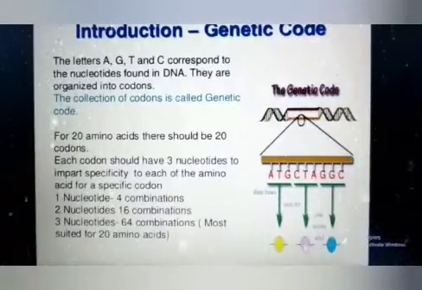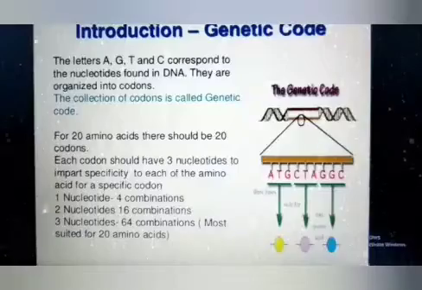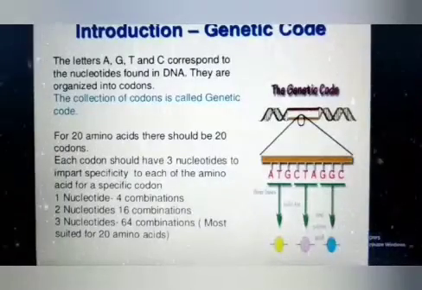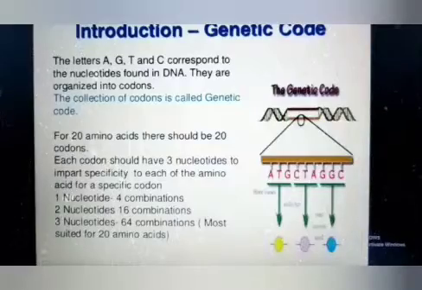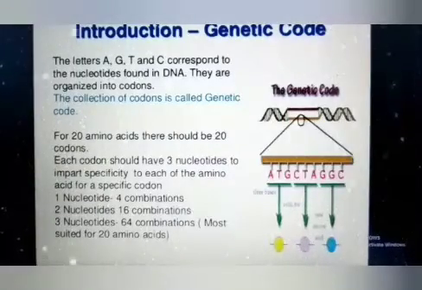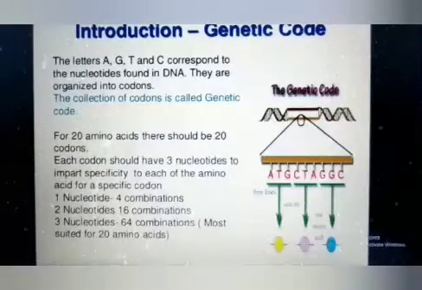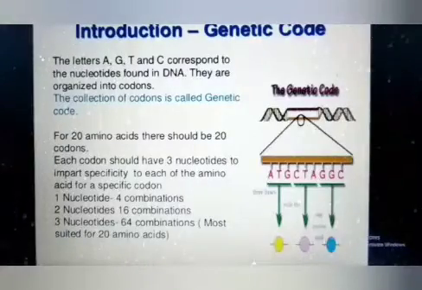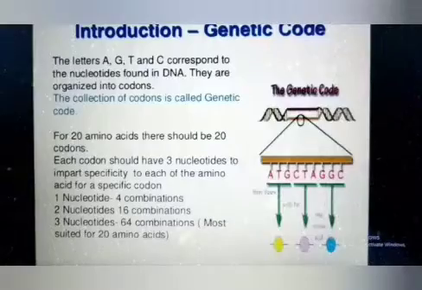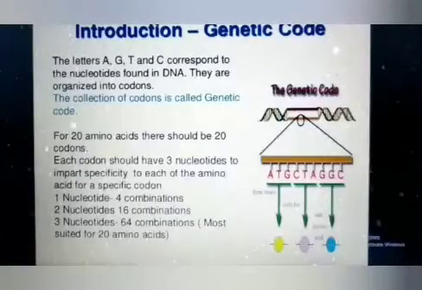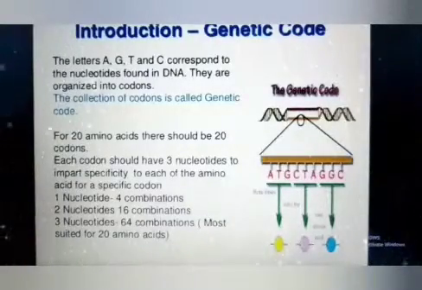This imparts specificity to each of the amino acids for a specific codon. 1 nucleotide gives 4 combinations. 2 nucleotides give 16 combinations. 3 nucleotides give 64 combinations, most suited for 20 amino acids.